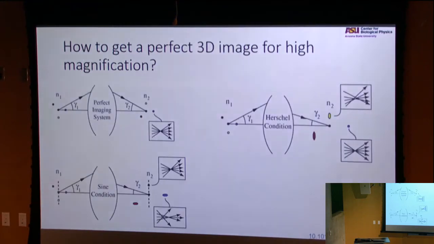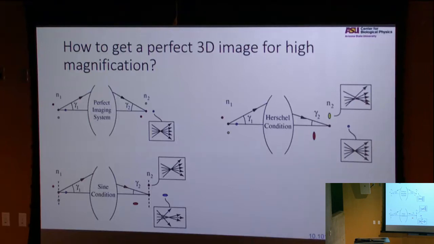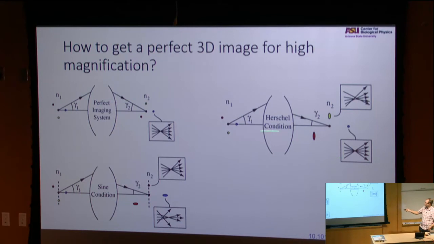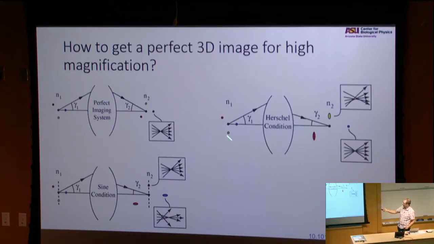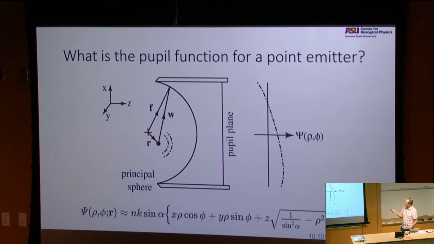And so what we want to do is do that for high-resolution microscopes. But I told you earlier that's a problem because we violate this magnification, right? So we only match the sine condition. What we want to do is also match what's called the Herschel condition, where things are put back correctly on the axial, and we want to do those at the same time. So to do this, you have to think about what's the pupil function for a point emitter.